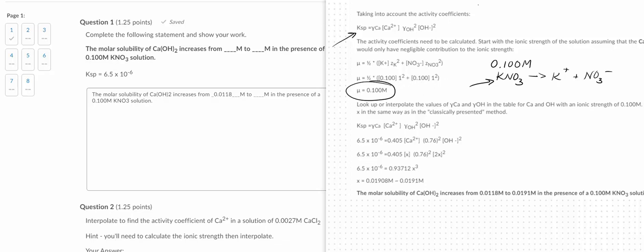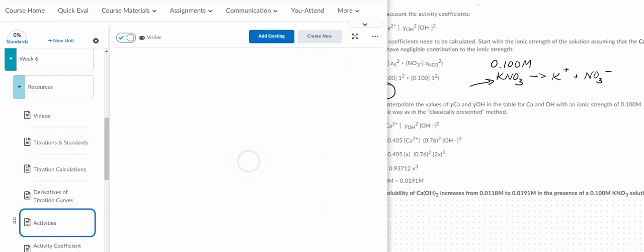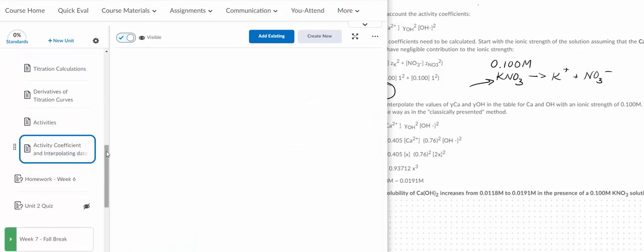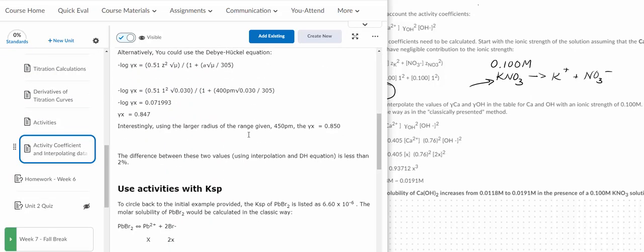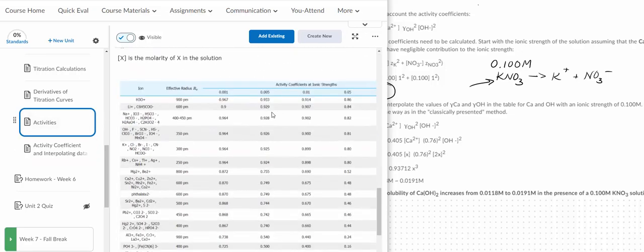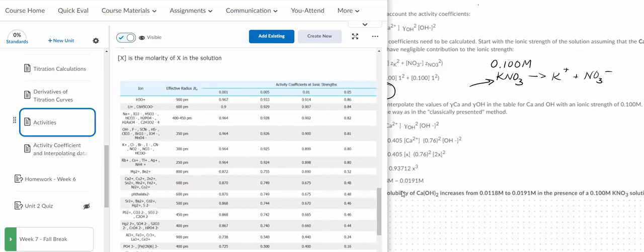Now we have to look up our activity coefficients. So under resources, under activities, it's probably under activity coefficient. This is where we're going to find... no, it's not. Where is our table? Here's our table. So ionic strength is 0.1. So we need to go over to the right. We're going to be reading this right-hand column. And we need to find the activity coefficient for our calcium and our hydroxide.